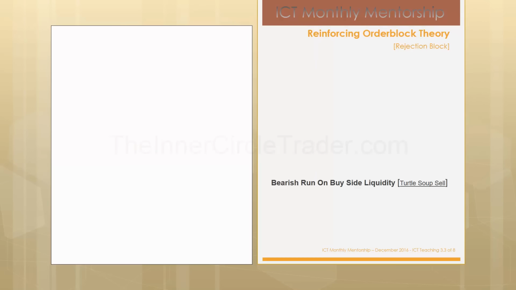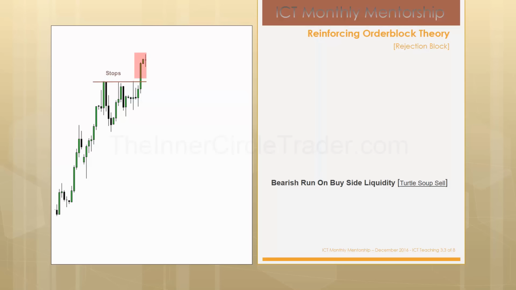Okay, we're going to look at a bearish run on buy-side liquidity, or a turtle soup sell. Now, obviously, when you look at this price action here, it should be pretty obvious after studying my material. We have equal highs that have been run out. So there are buy stops above those equal highs and they have been run out here. We would reasonably expect to see what form? A sweep through and a potential rejection and trade lower. And that's what you would see here as an example.